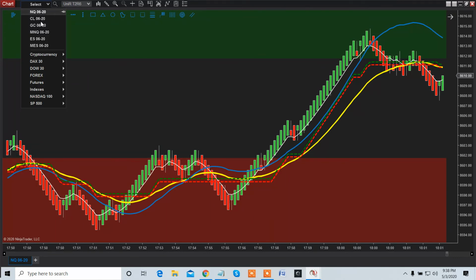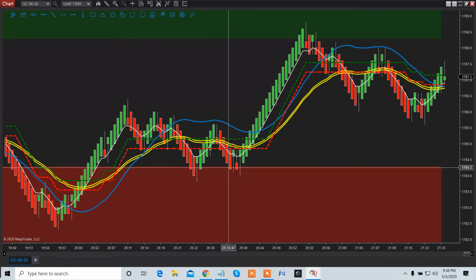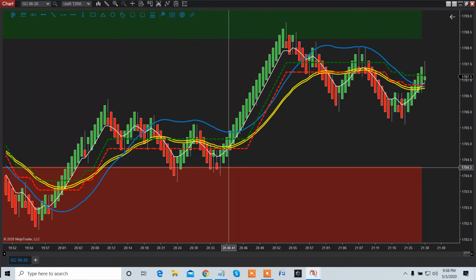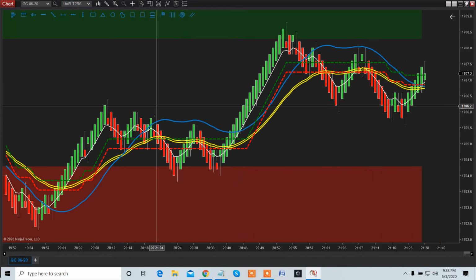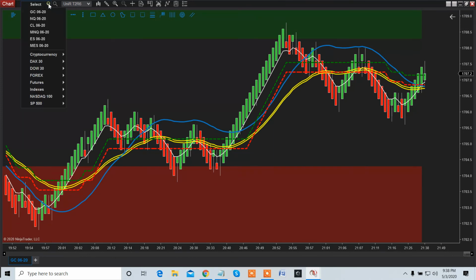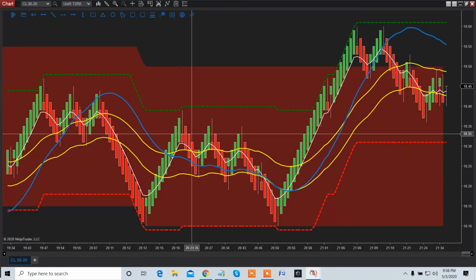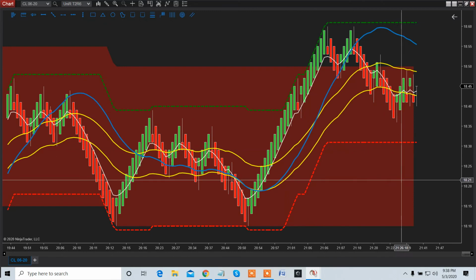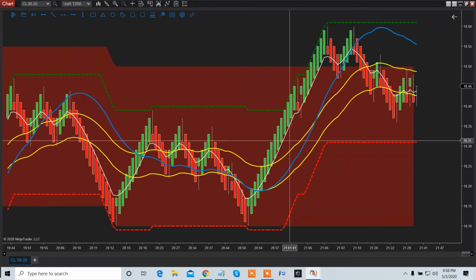Alright, if we try gold, here's similar to NQ, so it needs to be adjusted. These settings, because of the price, are the best for CL.